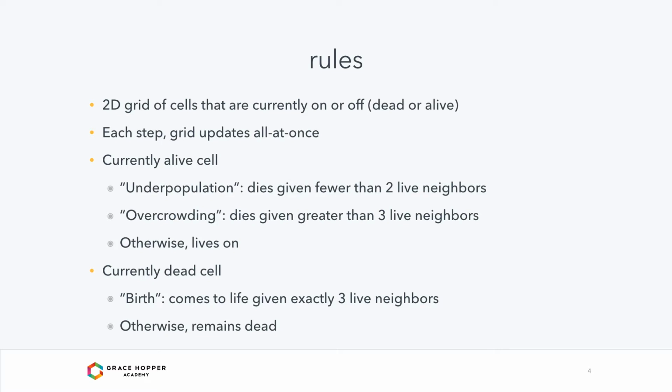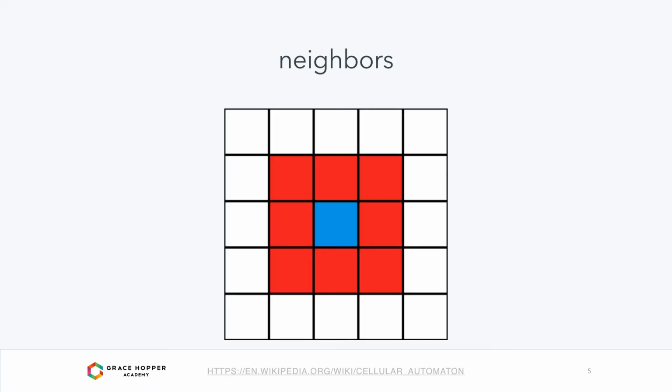So I have a question. What constitutes neighbors? Good question. So the neighbors of the cell are all of the cells around the cell that touch it, including diagonals, not including the cell itself. So a cell has 8 neighbors.